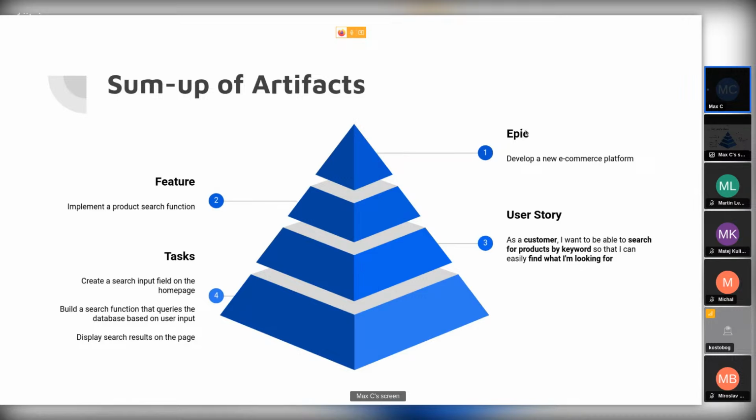So basically, it's really giving the context to this feature. Why do we need this feature? What is the purpose of it? And then finally, the fourth step is to break down this user story into several tasks. So for the developer, it will be: create a search input field on the homepage, build a search function that queries the database based on the user input, and so on. I hope this part is clear.